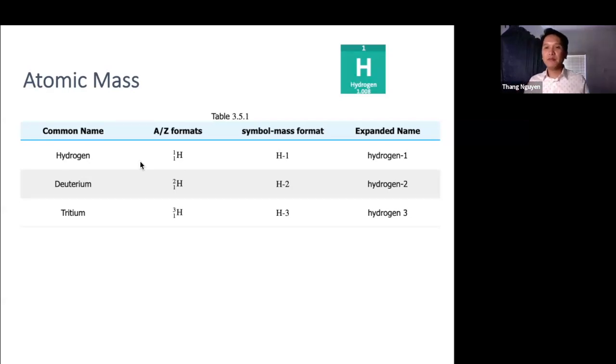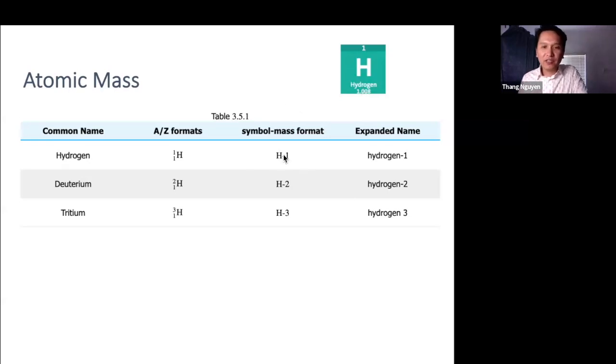This is the number written below here. Notice that this 1.008 is not any of these numbers. It's not 1, it's not 2, it's not 3. This is the average. If you take hydrogen as a whole, what is the average weight of hydrogens?